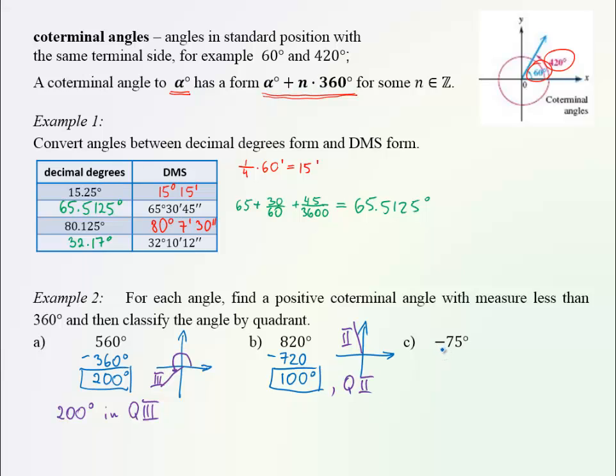And finally we have negative 75 degrees. You're welcome to try by yourself. What do we have to do? Well, let's add 360. If we do that, the resulting angle is 285. And how to locate it? Well, 285 is more than 270, so it's somewhere there. Therefore, we have the fourth quadrant. 285 in a fourth quadrant.